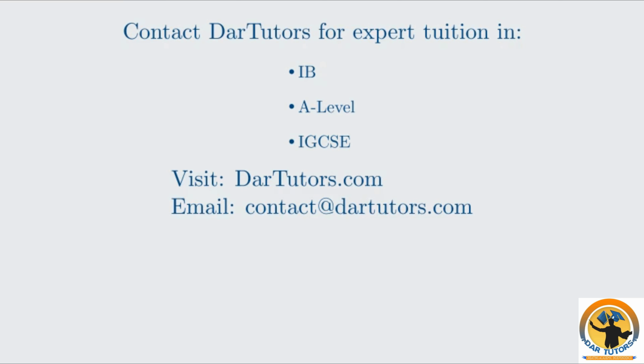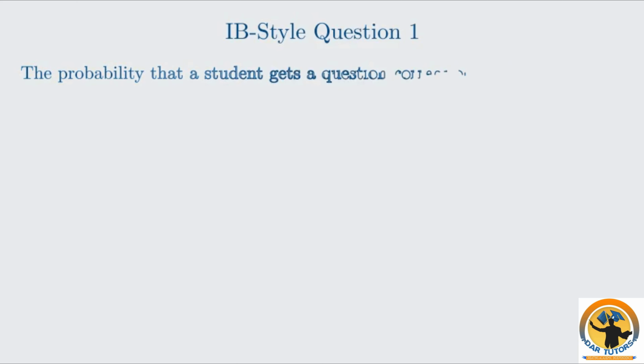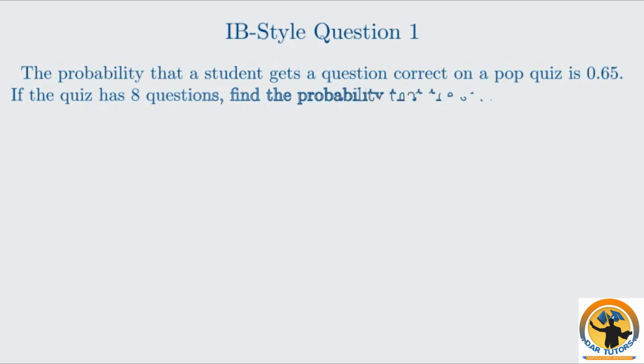Thank you for watching. To solidify your understanding, let's practice with 5 IB-style questions. I recommend pausing the video after each question is presented and trying to solve it yourself before watching the solution. Question 1. The probability that a student gets a question correct on a pop quiz is 0.65. If the quiz has 8 questions, find the probability that the student gets exactly 5 correct answers.